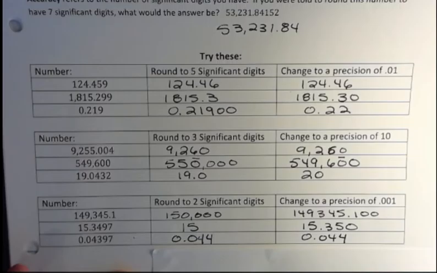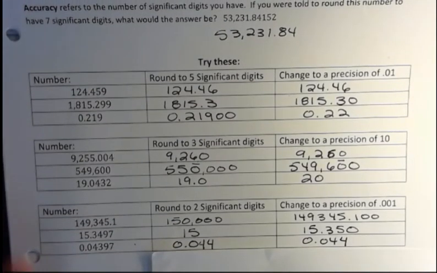So rounding to significant digits and rounding to precision are 2 different things that could come out to be the same, or they could come out just to be very different.